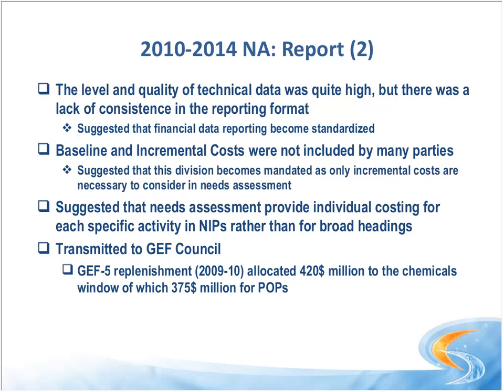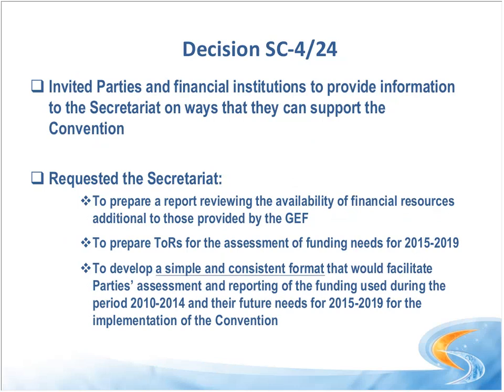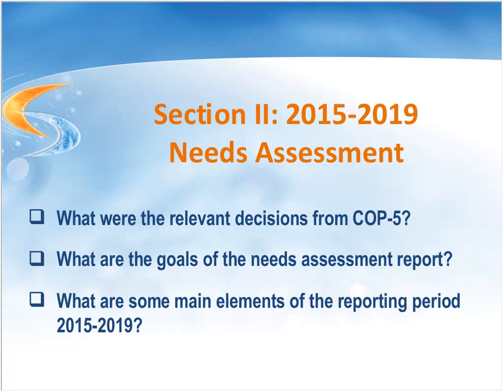This process led to the allocation of 420 million to the chemicals window, out of which 375 million were made available for POPs. And the follow-up decision invited parties to provide information on additional sources of funding outside those of the GEF, and to prepare a report, terms of reference for the next needs assessment, and to develop a format that would facilitate the assessment in the future. And this format will be the basis of our discussions later.